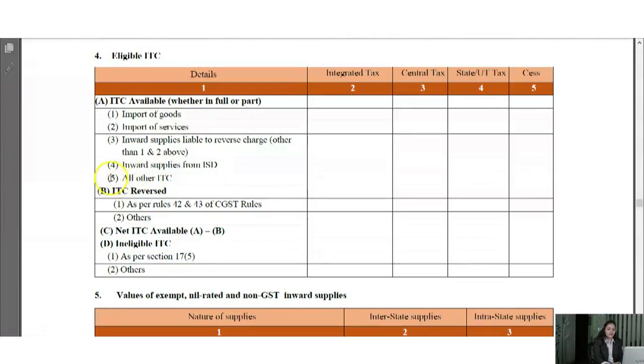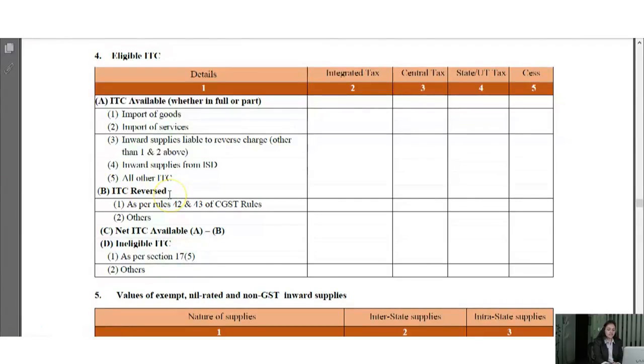Then in point number 5, the user has to specify all other ITC available on the receipt of the goods or service, that is ITC available on domestic procurement of the goods or service as well as the eligible input tax credit pertaining to the previous laws, that is excise, VAT, service tax, which is to be carried forward in the GST regime.